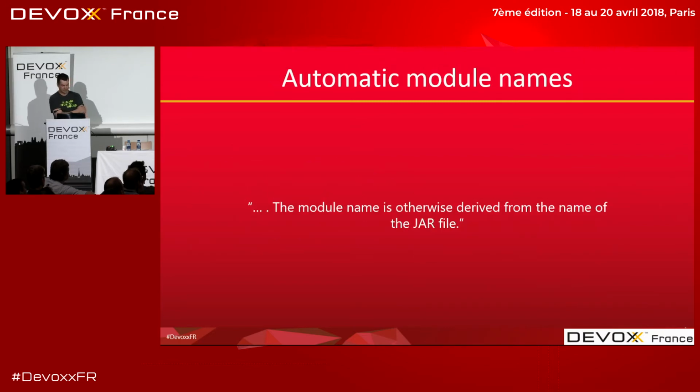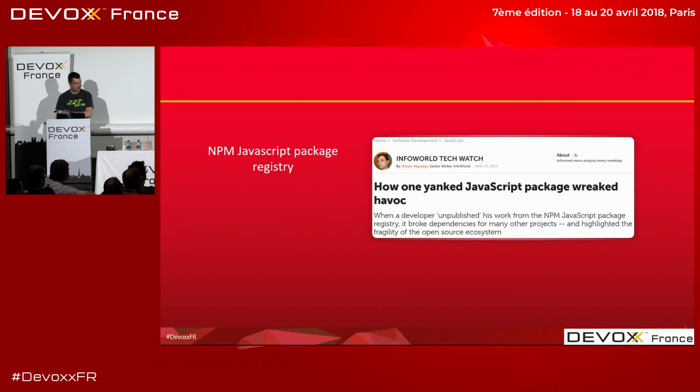Then the next topic is about automatic module names, and this was a very, very hard discussion. Because if you read the specifications, the last line says that the module name is otherwise derived from the name of the jar file. Okay, so what does that mean? Well, somebody came to me and said, well, this reminds me of the NPM problem. Anyone aware of this issue?